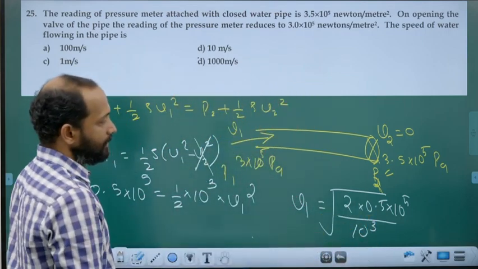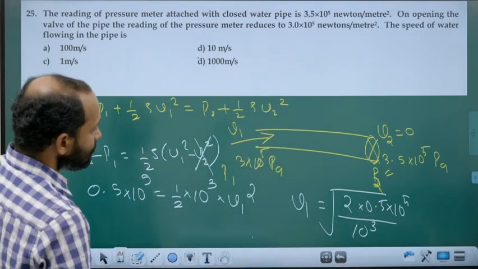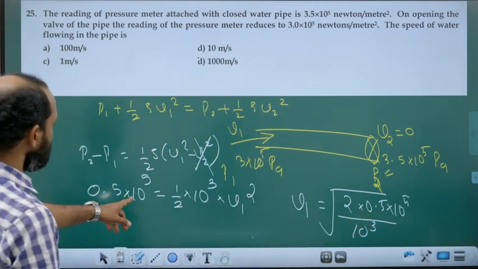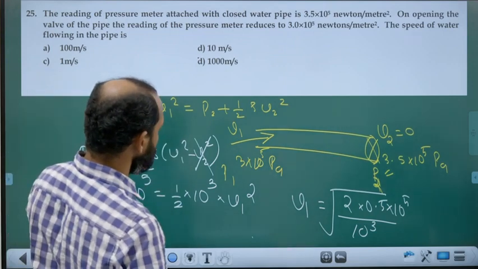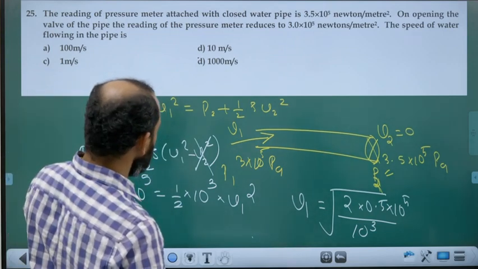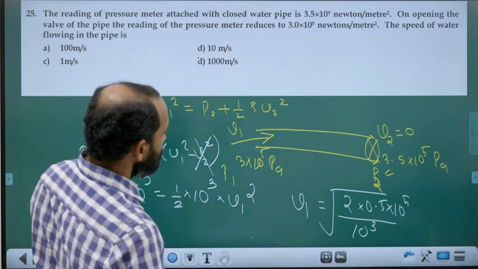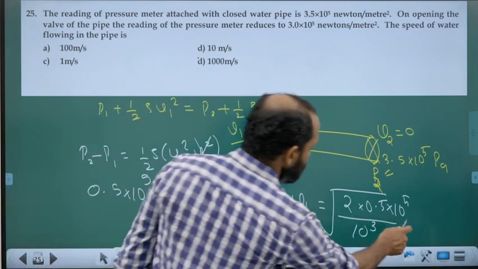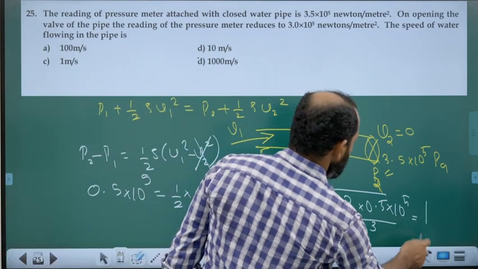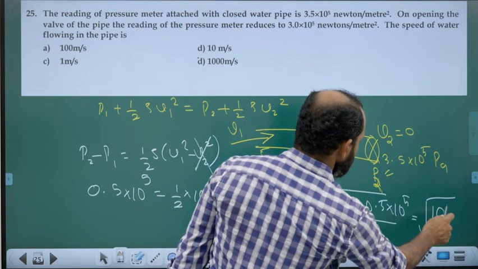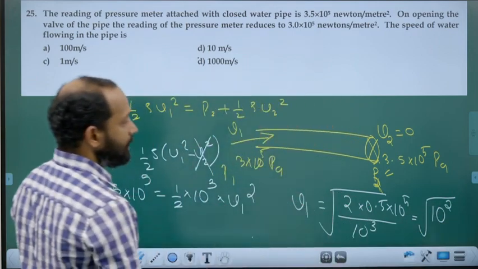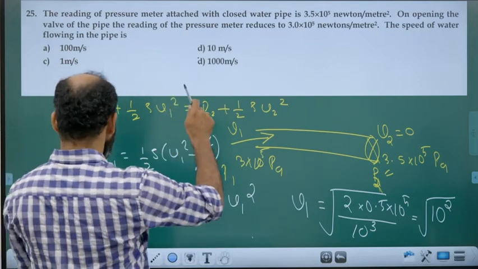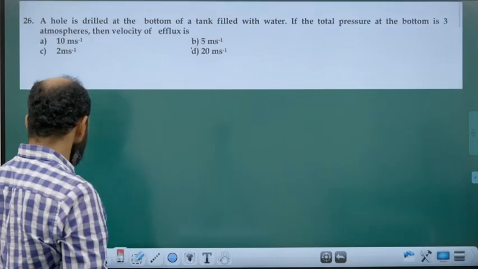How much do you get? V1 is asked, the speed of water. Here 10 power 5 comes. 2 into 0.5 is 1, so 10 power 5 in the numerator, divided by 10 cube. V1 is equal to root of 10 square, that is 10. So the correct answer is option 10 meter per second.